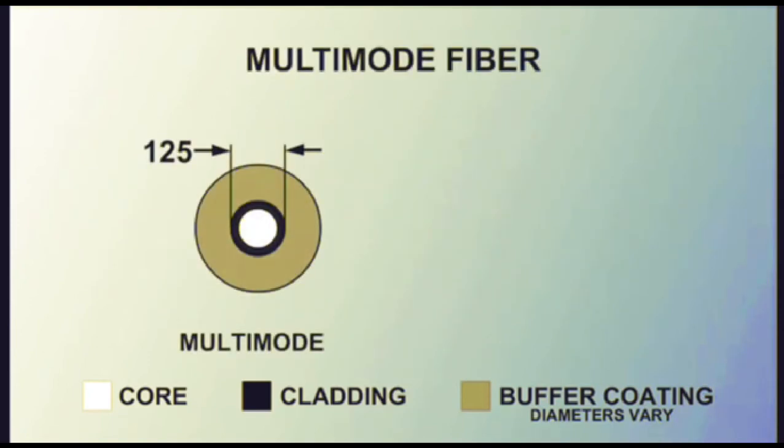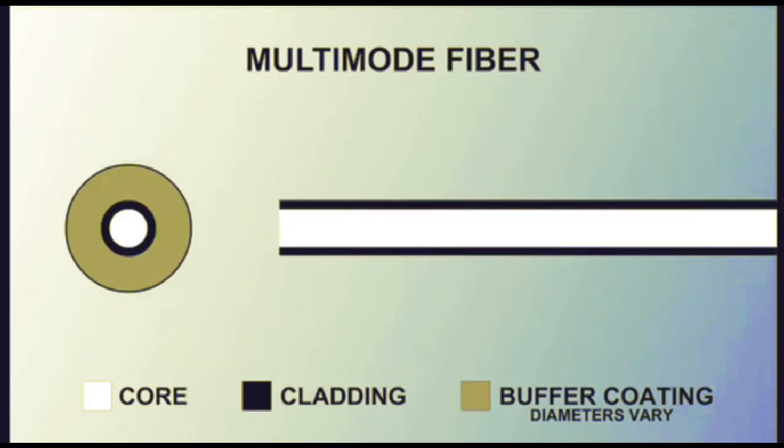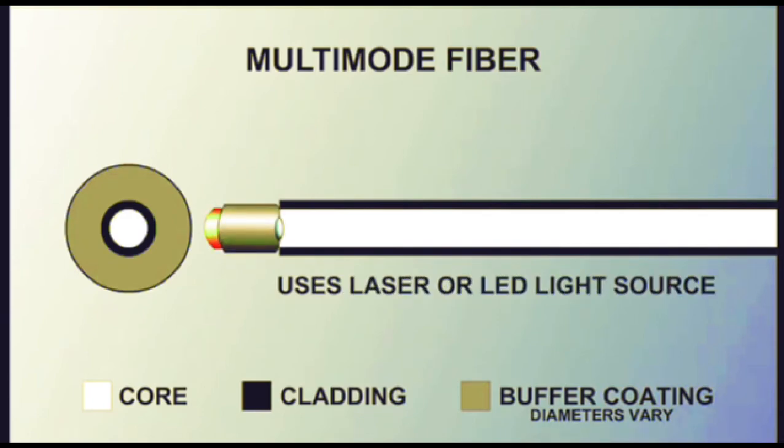Multimode fiber has a large core diameter of 50 to 100 microns. The most commonly used sizes are 50 or 62.5 microns in diameter. Multimode fiber can use either laser or LED light sources. The large numerical aperture allows light waves to enter the core at a variety of angles.